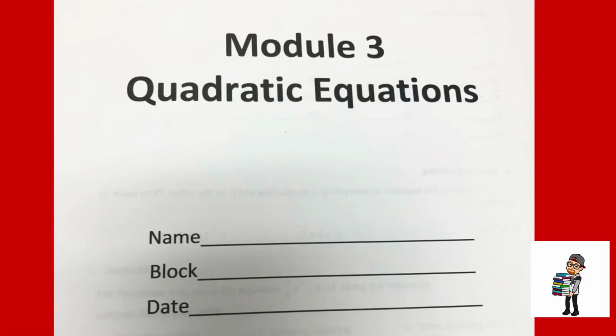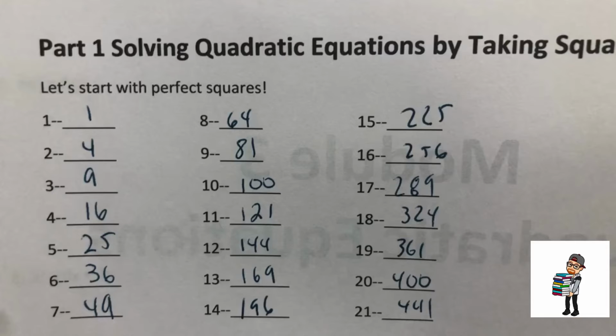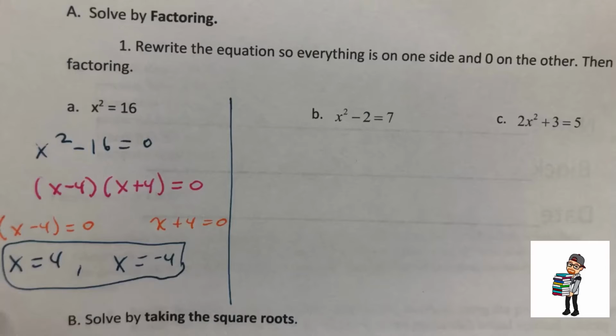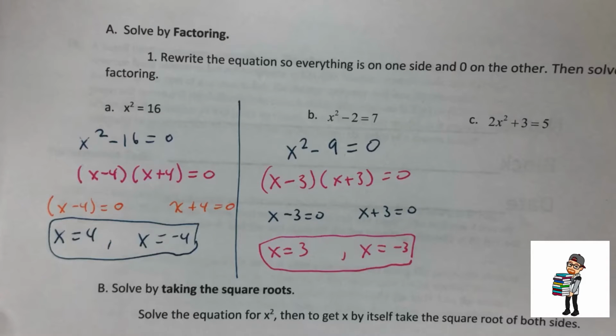All right, so quadratic equations refers to anything with x squared. The graphs make parabolas, so you just want to know the perfect squares here. Square the number. I would try to memorize as many of these as possible. To solve by factoring, you need to solve so that you are equal to 0, and then find the factors that multiply to the x side.